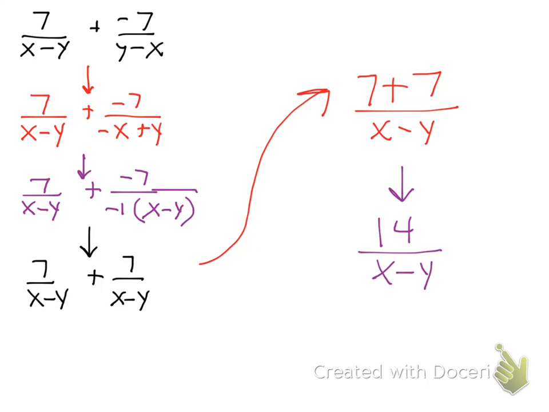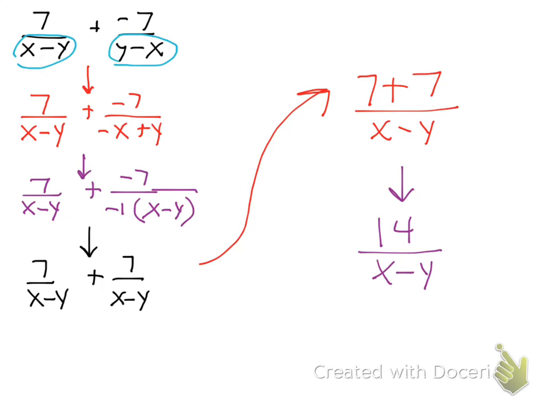Okay, so here is a problem where we want to factor out -1. We started with 7 over x minus y plus -7 over y minus x. Now it's tempting to think that the denominators of these two problems are the same, but they're actually not, because this one here is x minus y and this is y minus x. So the first thing to recognize is that those are not the same, so you can't just combine them as is.